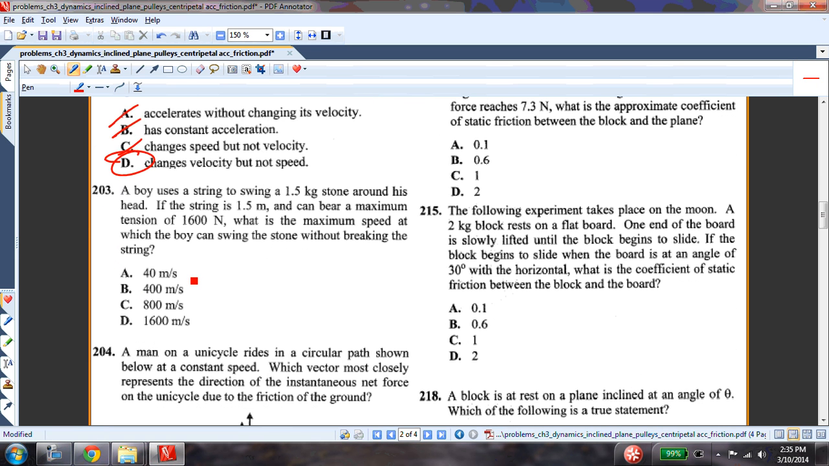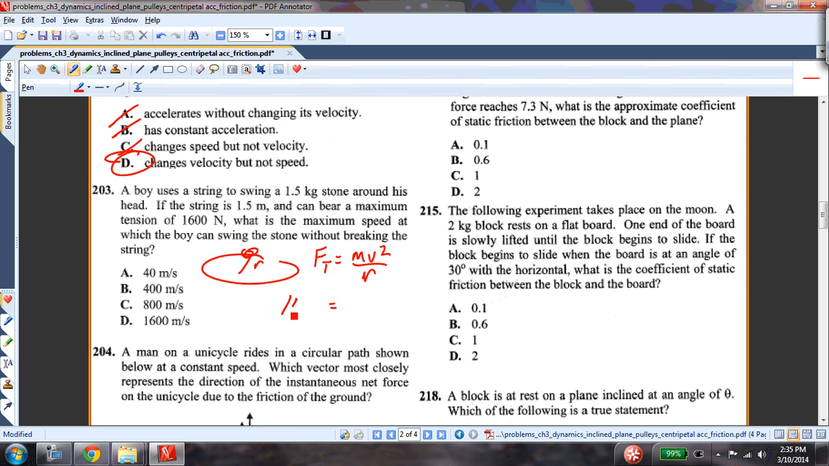A boy uses a string to swing a 1.5 kilogram stone around his head. If the string is 1.5 meters and can bear a maximum tension of 1,600 newtons, what is the maximum speed at which the boy can swing the stone without breaking the string? So here I have this stone going around at a certain radius. The tension in the string is equal to the centripetal force. So it's going to be equal to mv squared over r.